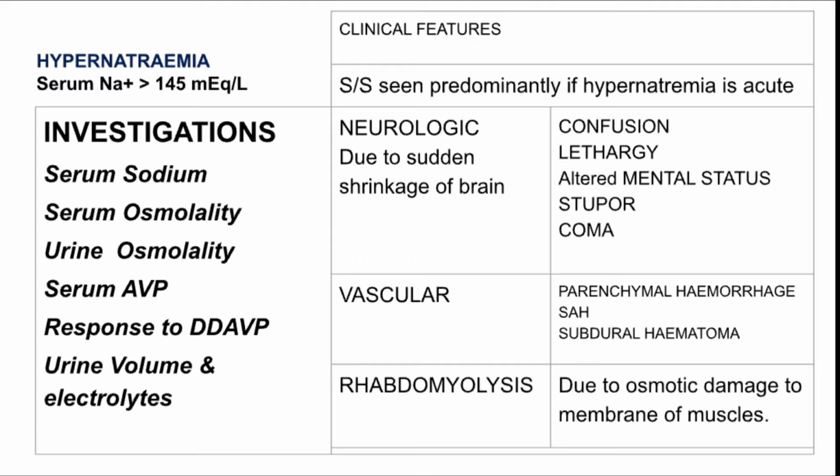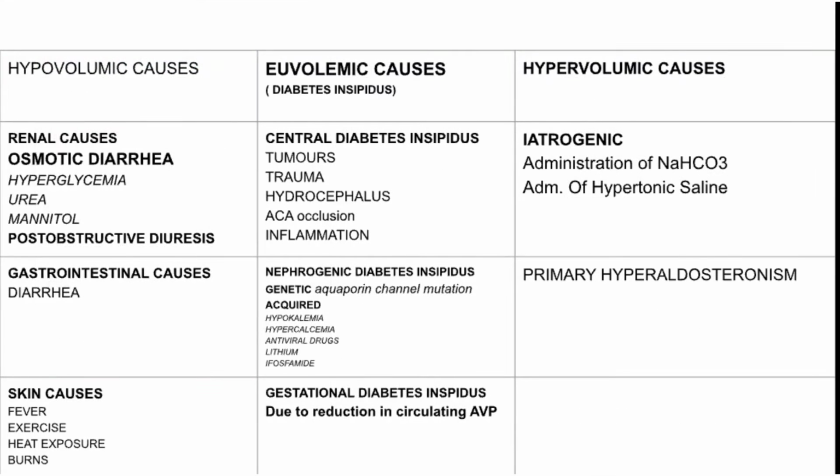Investigations that will help in eliciting the cause of hypernatremia and hence the appropriate treatment are serum sodium, serum osmolality, urine osmolality, serum AVP, response to DDAVP, and urine volume and electrolytes. Looking into the causes of hypernatremia, it's obvious that the causes can be divided into three categories: hypovolemic hypernatremia, euvolemic hypernatremia, which is essentially all the causes of diabetes insipidus, and hypervolemic hypernatremia.